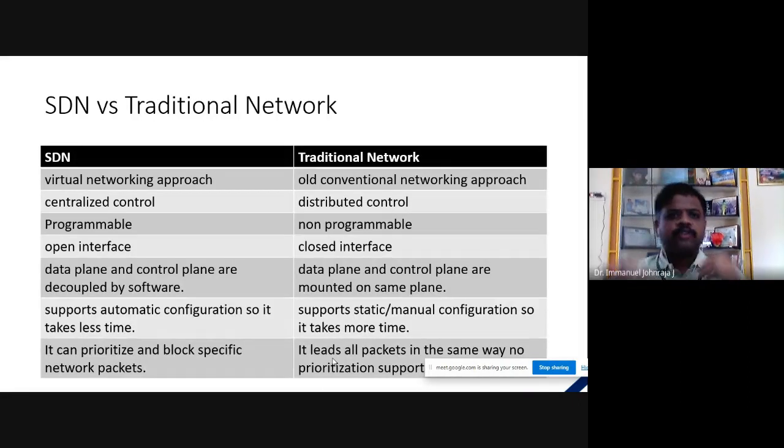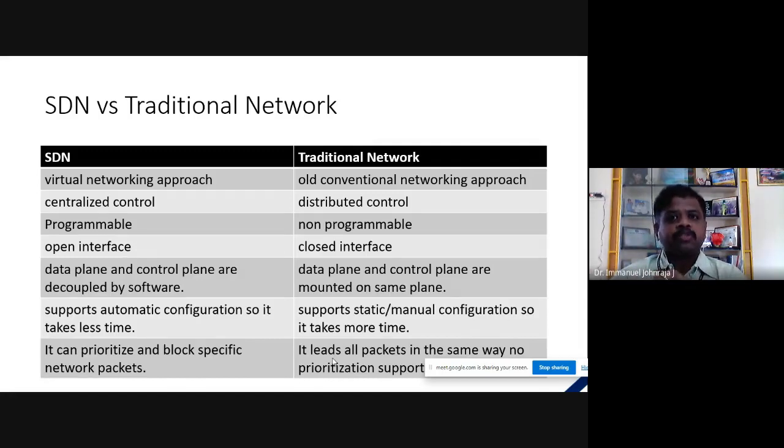Probably just to conclude our discussion, a quick comparison between SDN and traditional network. All points are very simple to remember. It's virtual networking based, but here it is conventional based. You have centralized control in SDN, distributed in traditional. Yes, programmable, the biggest advantage; the traditional one is non-programmable.